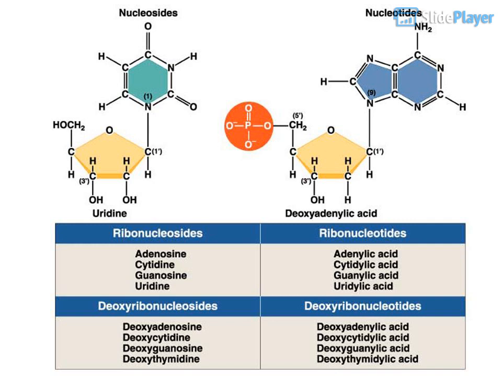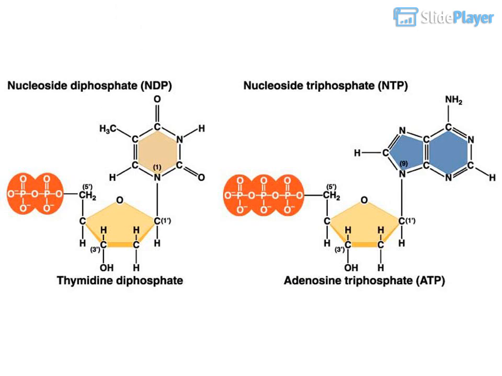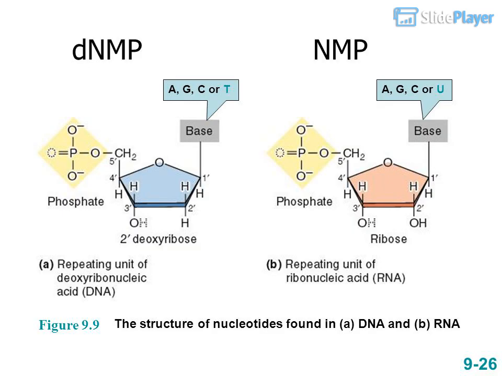Figure 10.08. Caption: Structures and names of the nucleosides and nucleotides of RNA and DNA. Figure 10.09. Caption: Basic structures of nucleoside diphosphates and triphosphates, as illustrated by thymidine diphosphate and adenosine triphosphate. dNMP, NMP: A, G, C or T; A, G, C or U. Figure 9.9. The structure of nucleotides found in A, DNA and B, RNA.